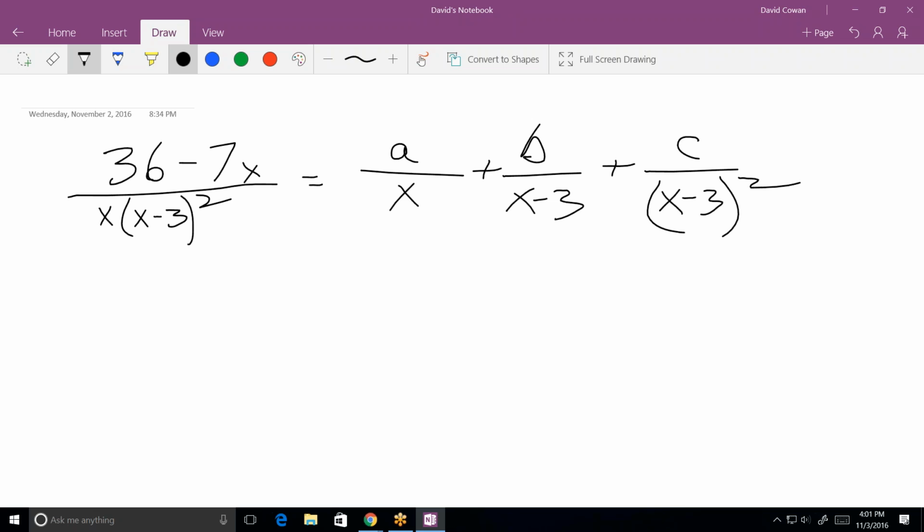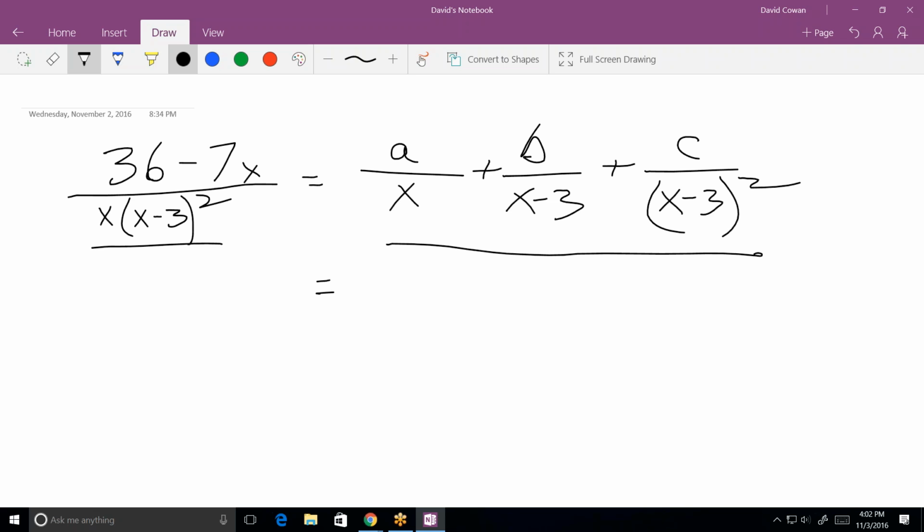So now what's the next line? Notice that if you look at those three denominators and you had to figure out a common denominator, it would be x times (x minus 3) squared. It wouldn't be x minus 3 cubed. You don't just multiply all three denominators together, because we have an x minus 3 and an x minus 3 squared, so the x minus 3 squared is the common denominator between those two terms.